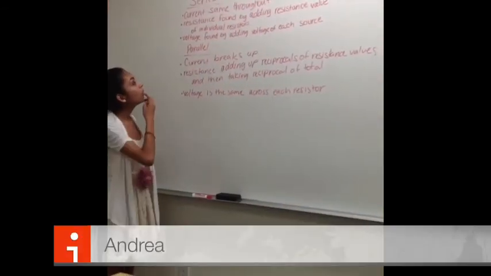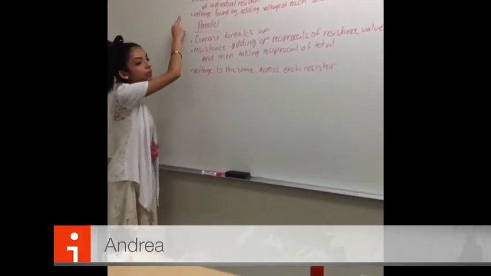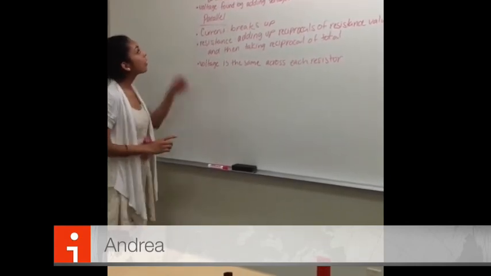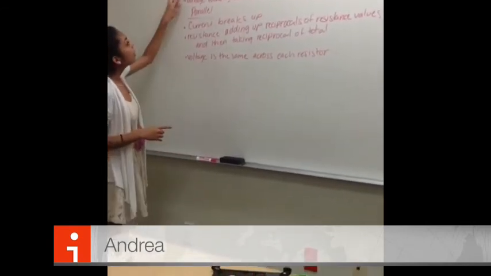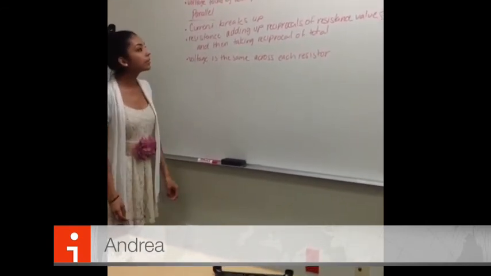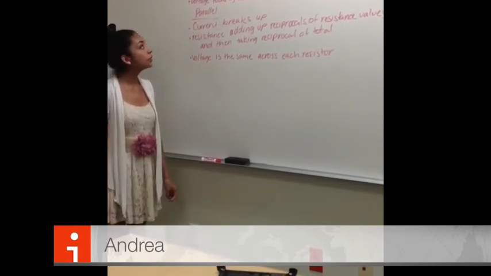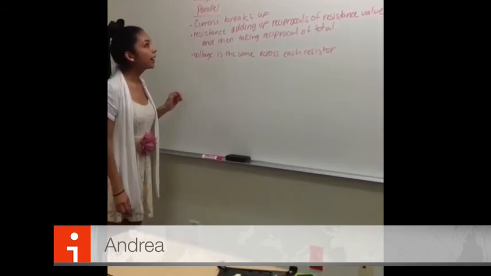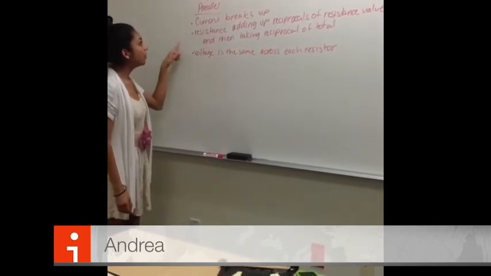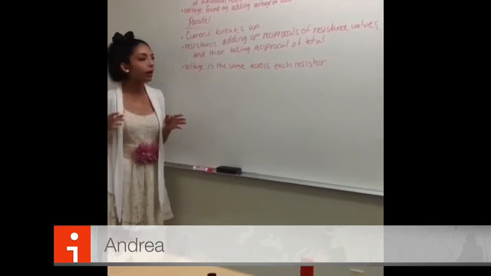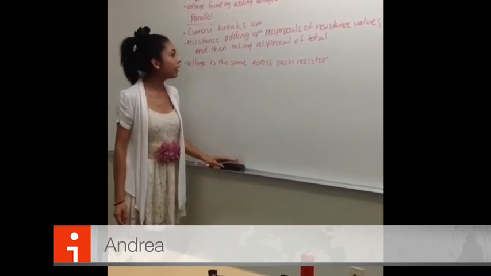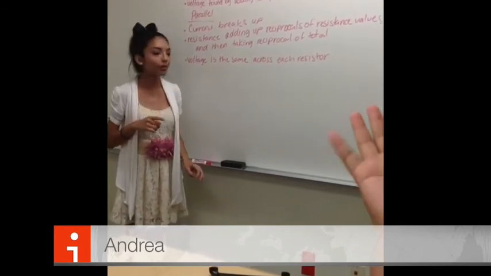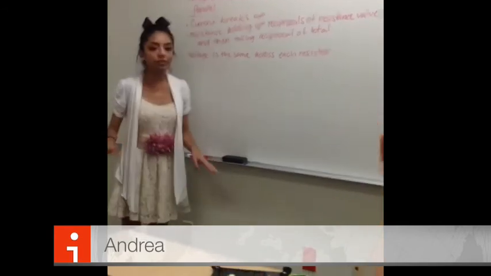Now, let's move on to Andrea. Okay, so we're going to talk about series circuits and parallel circuits. In series, the current is the same throughout the entire circuit. The resistance is found by adding the resistance values of individual resistors. The voltage is found by adding the voltage of each source. In parallel circuits, the current breaks up throughout the circuit. The resistance is found by adding up reciprocals of resistance values and then taking the reciprocal of the total. The voltage is the same across each resistor.